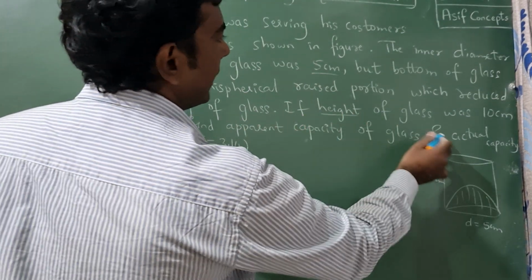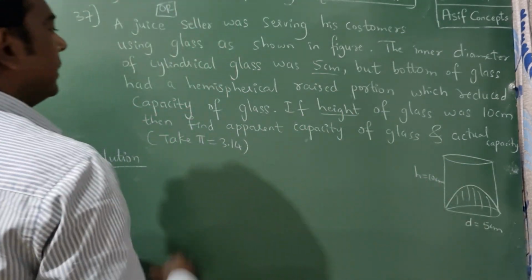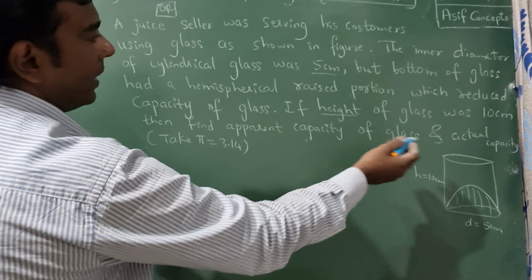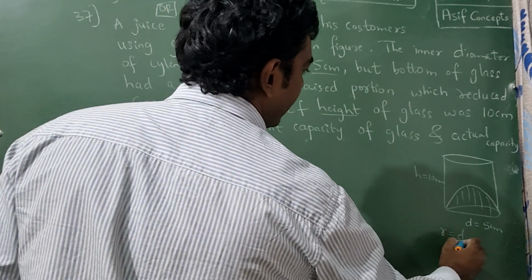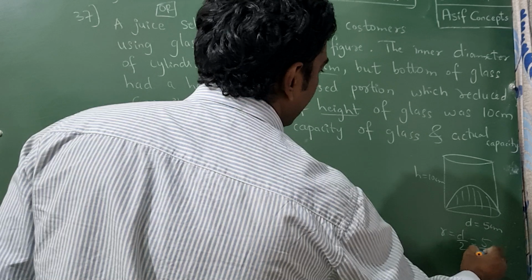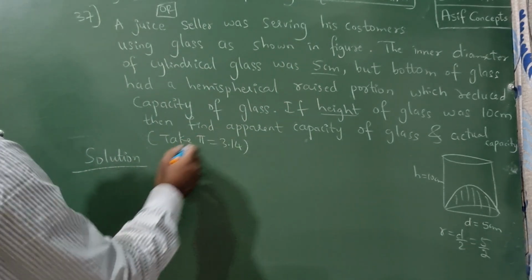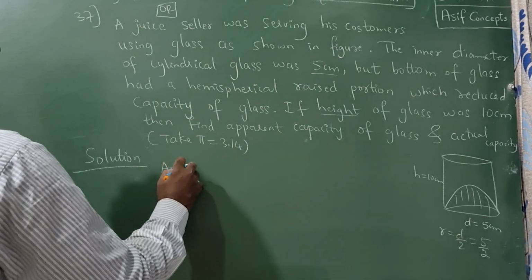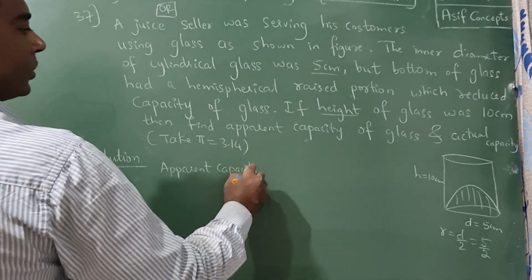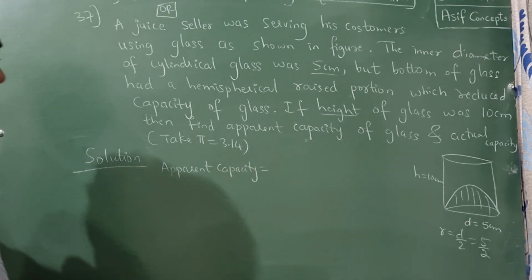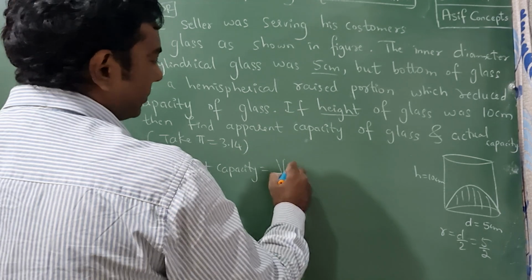If the height of the glass is 10 centimeter, then find the apparent capacity and actual capacity. So what will be the r value? r will be d by 2. That is nothing but 5 by 2. Now first let me write apparent capacity. To find this, I have to use the volume of a cylinder.